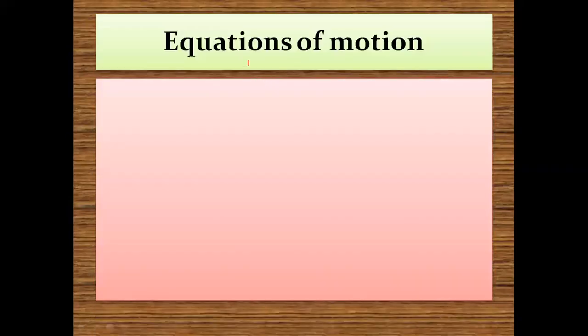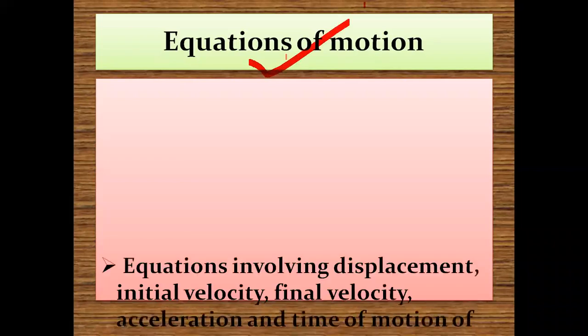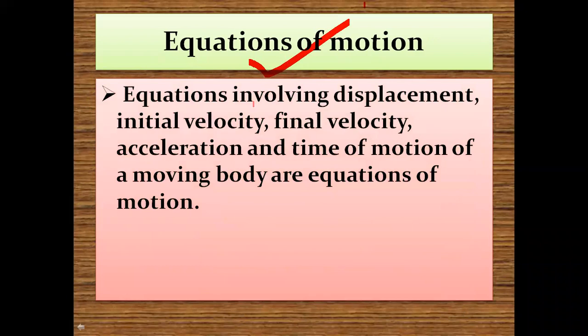Okay, today our topic is on equation of motion. Equation of motion means the equation which involves displacement, initial velocity, final velocity, acceleration, and time of motion of a moving body. That is known as the equation of motion.